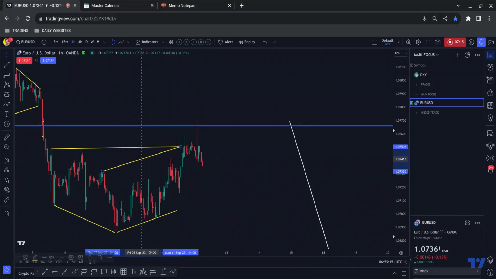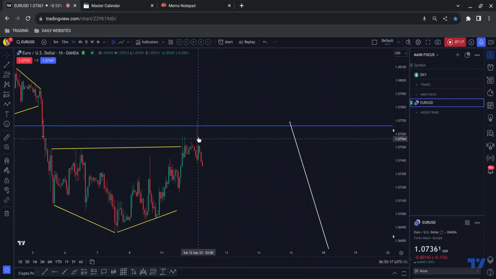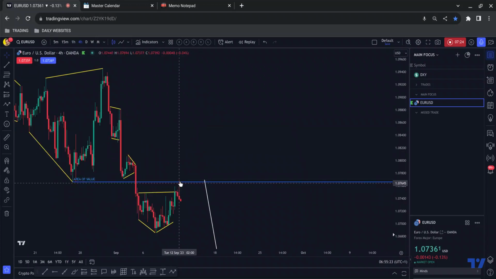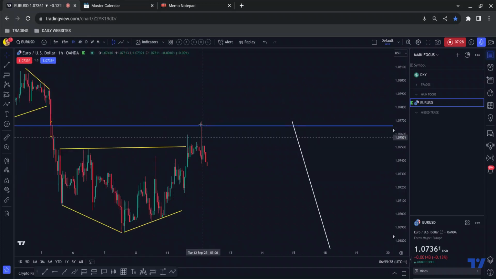However, we get this anomaly wick, which is not really part of anything. If we look at it on the 4-hour chart, it's just a wick that's not really part of the structure. On the 1-hour chart, it's just a wick, which is not part of any structure really.